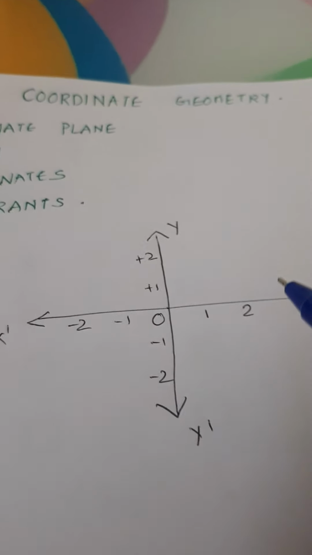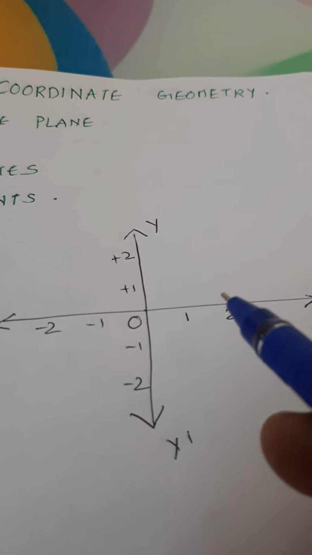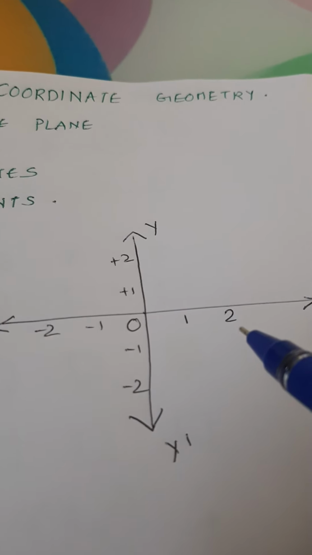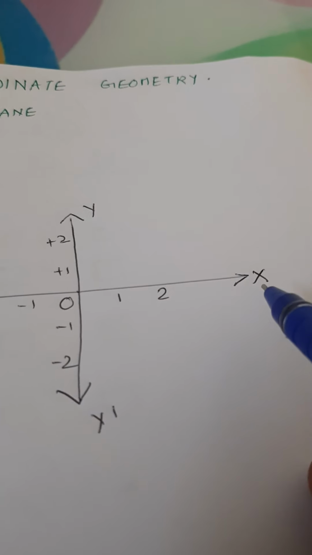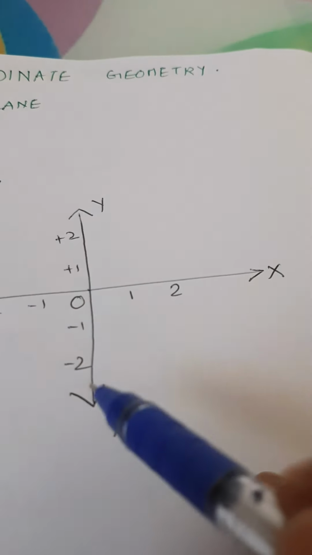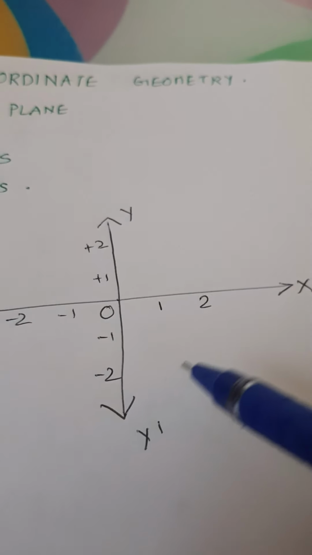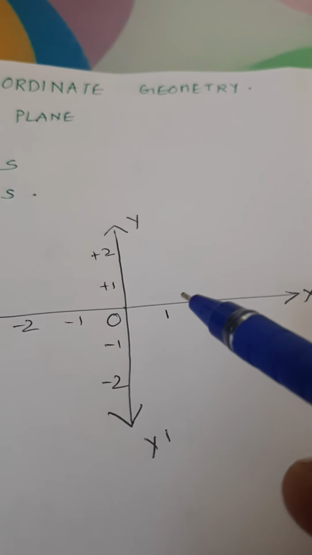Okay, so what is a coordinate plane? A coordinate plane is a 2D plane which is formed by two number lines perpendicular to each other, that is two reference axes. The horizontal axis is known as the x-axis and the vertical axis is known as the y-axis. These two axes together form a coordinate plane or a Cartesian plane.